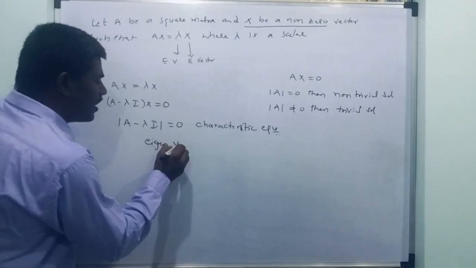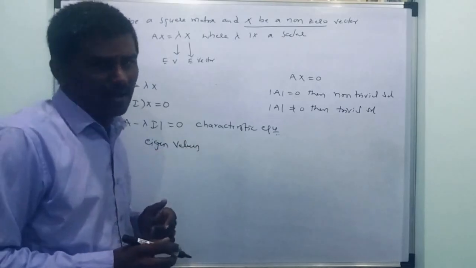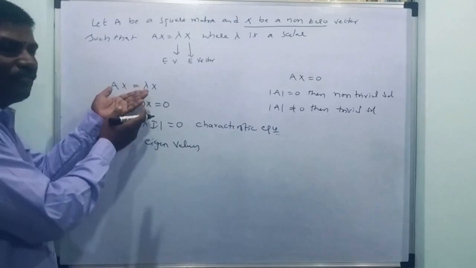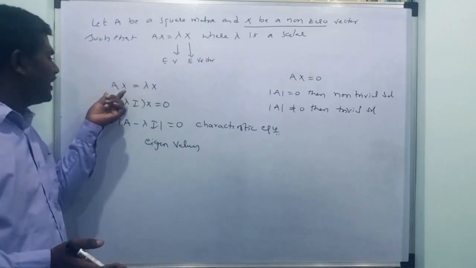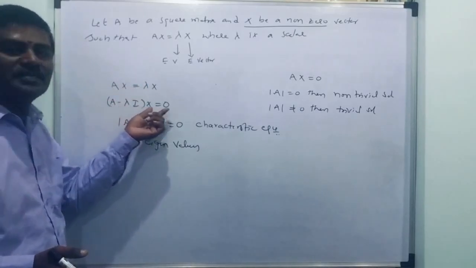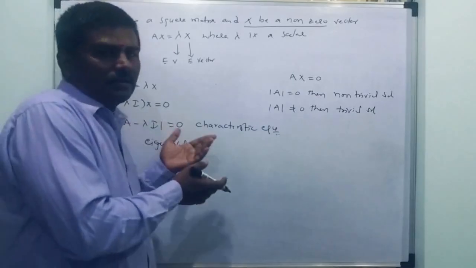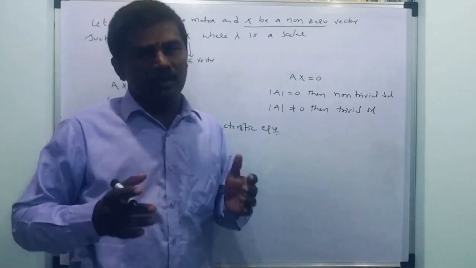The values of lambda are known as eigenvalues. And you can find the eigenvectors from this equation by writing (A minus lambda I) into x equal to 0. While solving the problem, you can get more clarification.